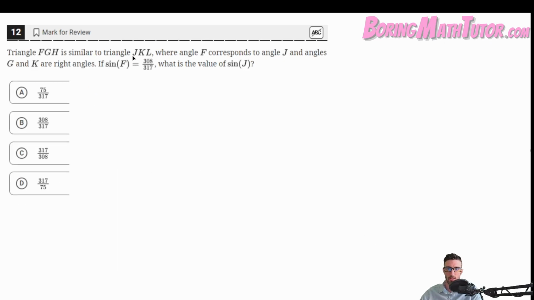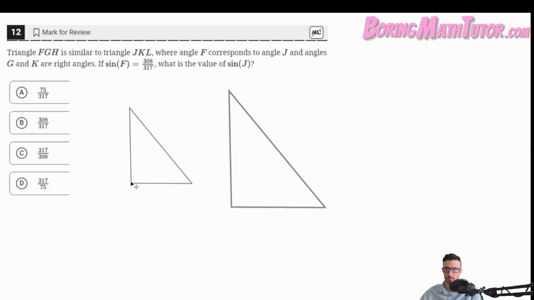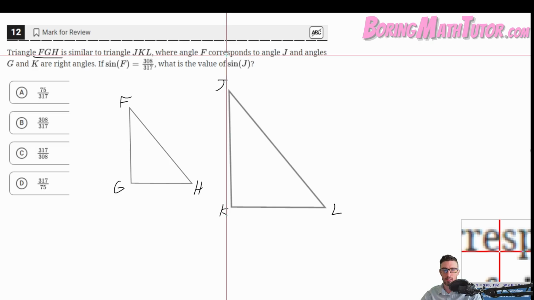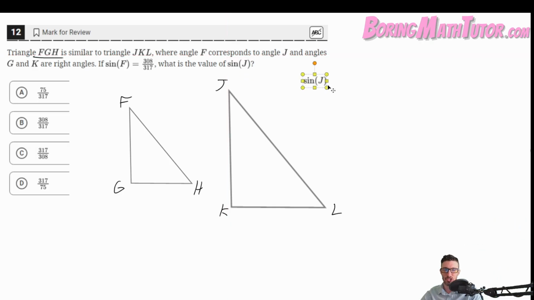All right, they're telling us that we got 2 triangles that are similar. Let's make those triangles appear. Then they're telling us that we got G and K that are right angles. So let's say that G is here, K is there. All right, then it's FGH, so we got to put FGH and JKL. And now they're asking what is the value of sine J, but they're giving me sine F.